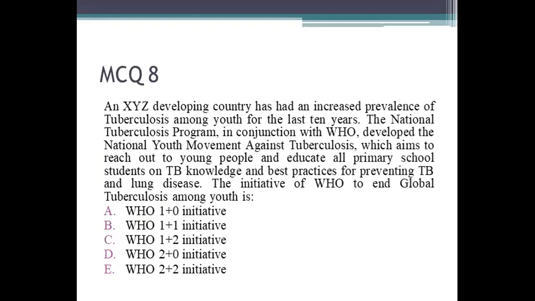MCQ 8. An XYZ developing country has an increased prevalence of tuberculosis among youth for the last 10 years. The National Tuberculosis Program of that country, in conjunction with WHO, developed the National Youth Movement Against Tuberculosis, which aims to reach out to young people and educate all primary school students on TB knowledge and best practices for preventing TB and lung disease. The initiative of WHO to end global tuberculosis among youth is A. WHO 1 plus 0 initiative, B. WHO 1 plus 1 initiative, C. WHO 1 plus 2 initiative, D. WHO 2 plus 0 initiative, and E. WHO 2 plus 2 initiative. What will be the correct option?